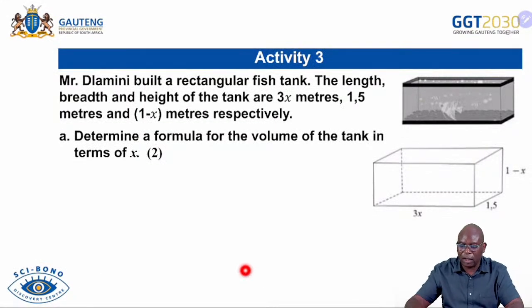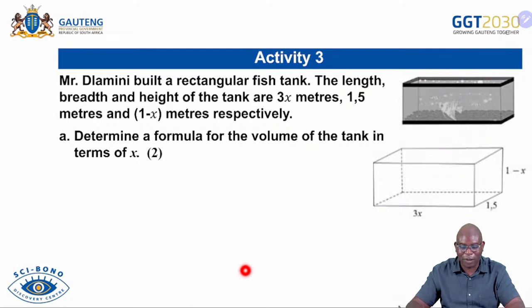Okay, I hope you're done. I don't think it was a very difficult question after doing the previous one. And look at the question there. It's a rectangular fish tank, so we're still busy with rectangular prisms. The length is given, the breadth is given, the height is given, all in meters. Determine the formula for the volume of the tank in terms of x.